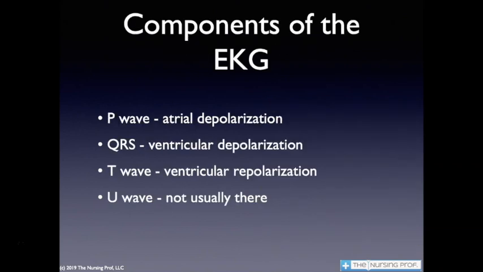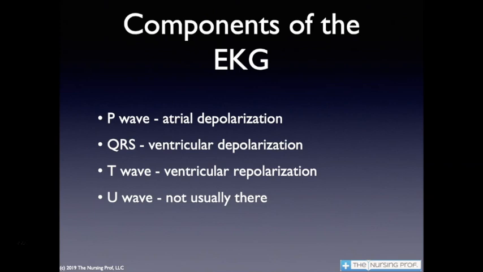The components of the EKG include the P wave, which represents atrial depolarization; the QRS complex, which represents ventricular depolarization; the T wave, which represents ventricular repolarization; and a U wave, which is usually not there, but could be part of our EKG. How come? We see a T wave, which represents ventricular repolarization. Why don't we see some wave that represents atrial repolarization?